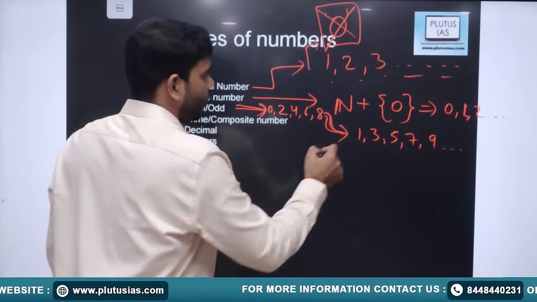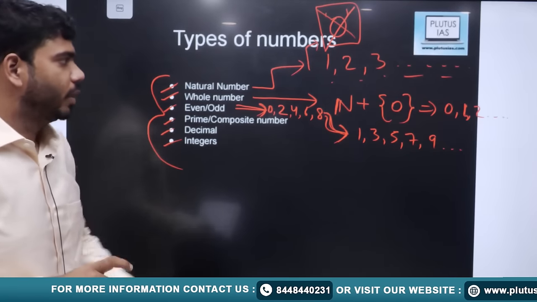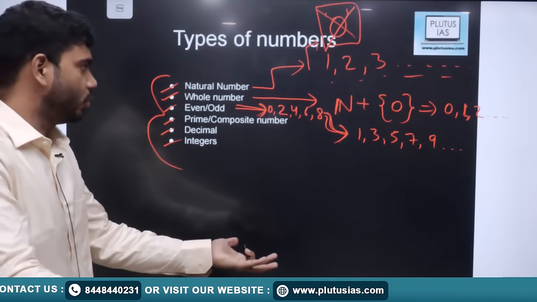These are not multiples of 2. They cannot be perfectly divided by 2. That's why they are odd numbers. So half of the natural numbers are even numbers, and half of the natural numbers are odd numbers.